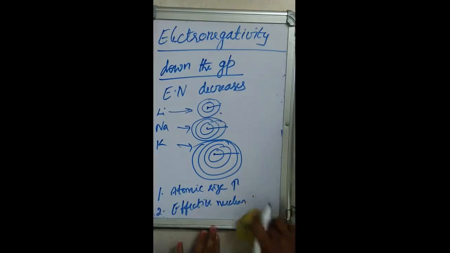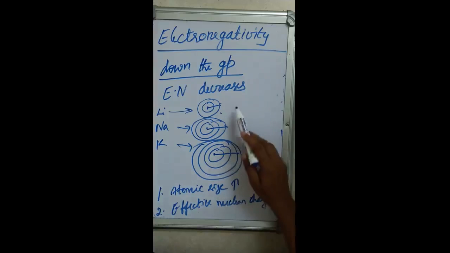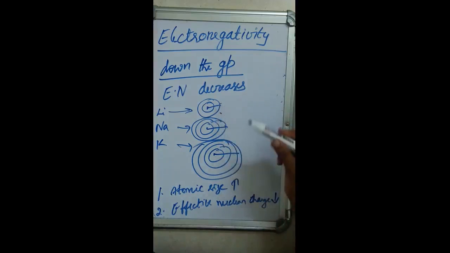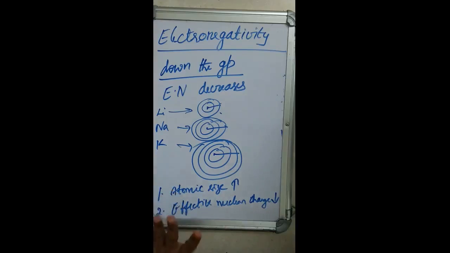Effective nuclear charge decreases. So what happened? Effective nuclear charge decreasing means attraction power decreasing. Electronegativity means what? I can call it attraction. So attraction decreases down the group. So I'm just correlating with the electronegativity. Since atomic size increases, effective nuclear charge decreases. What is the meaning of effective nuclear charge? It is nothing but attraction. Electronegativity is also attraction. So attraction decreases, or electronegativity decreases down the group. Only 2 points are sufficient.